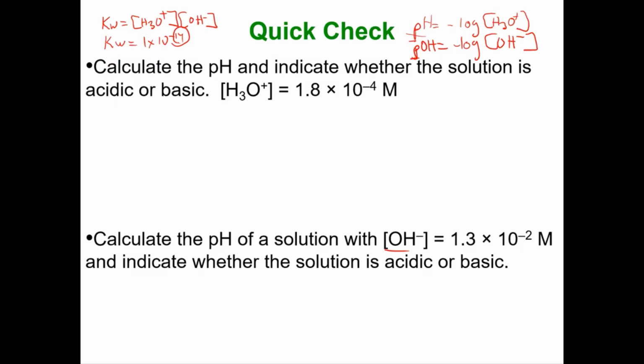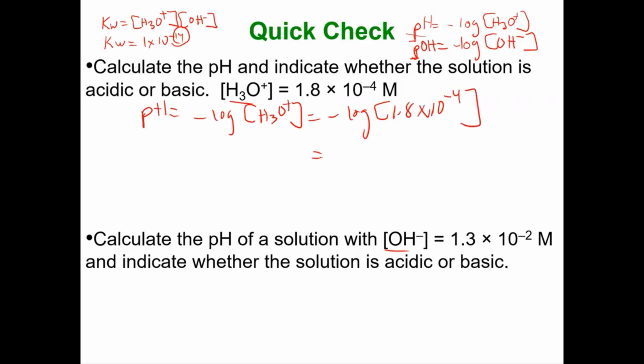But let's solve these problems. So this first problem, pH. Well, if they want pH and I have hydronium, that's easy. Negative log hydronium equals negative log 1.8 times 10 to the minus 4. What did you guys get? 3.7. What is it? 3.74.